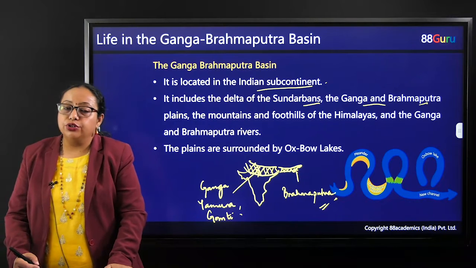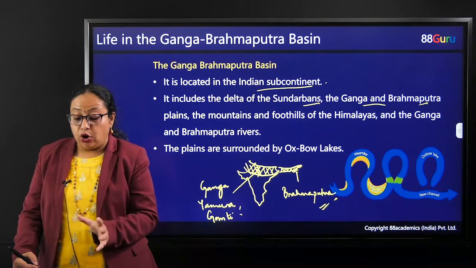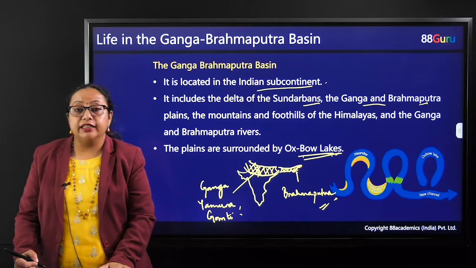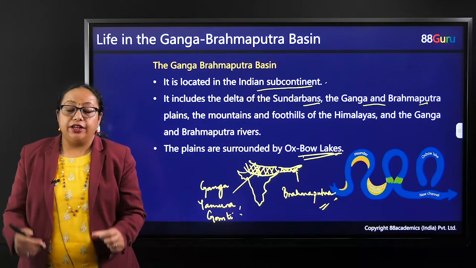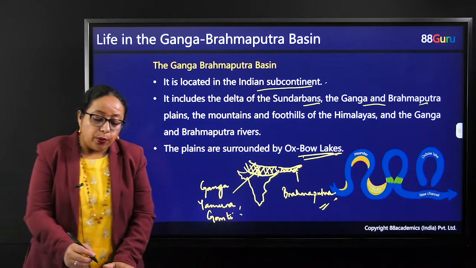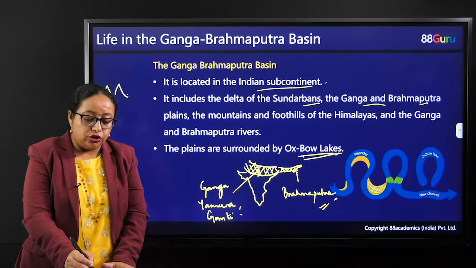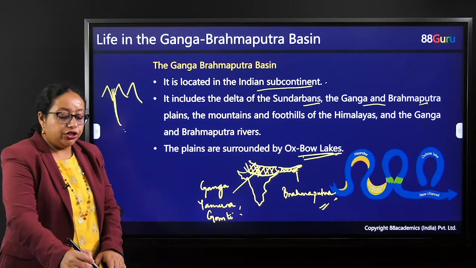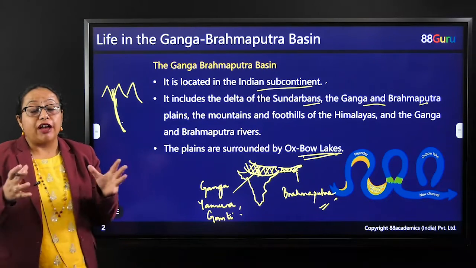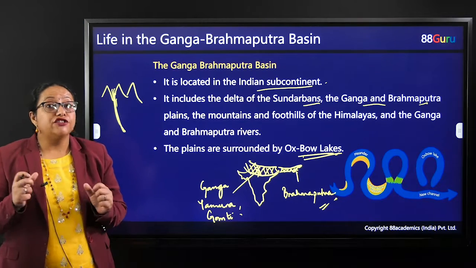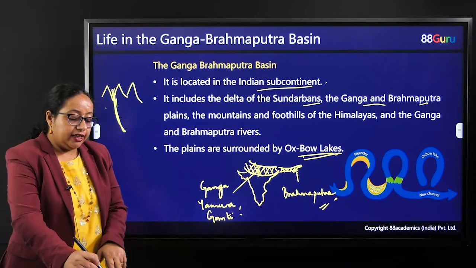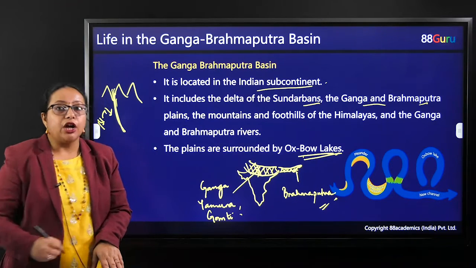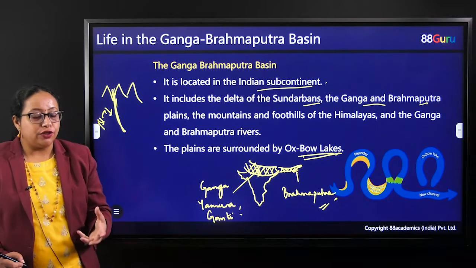Now children, it's written here that a lot of oxbow lakes are present in the plain area. What exactly happens is, when we're talking about a river, when a river is coming out from a mountain, we already know that it is traveling with a lot of velocity. It is very fast. This is the first stage of the river. So when it is coming out from the mountains, it is the first stage of the river.